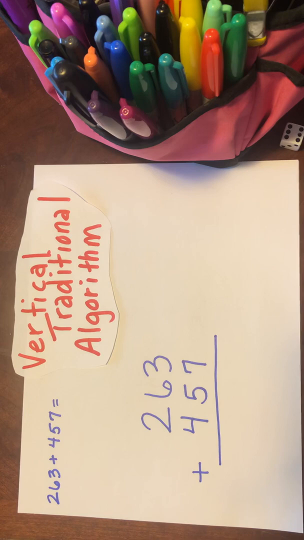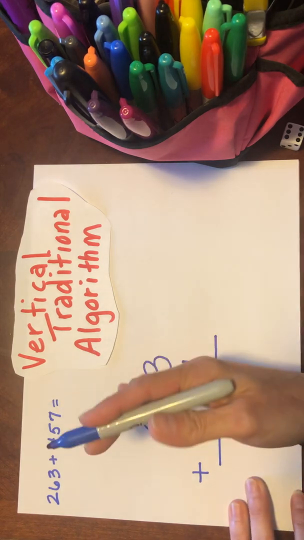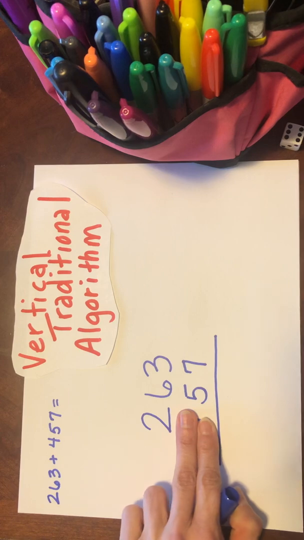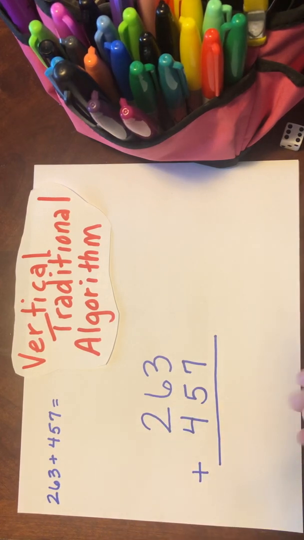Now, if I only had a 2-digit number, with no number in the hundreds for one of my numbers, then I would have them lined up with nothing there, without a number here. So we need to make sure that you're lining up your place values. That's one of the most important things.